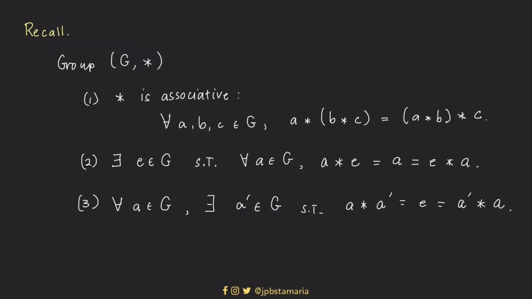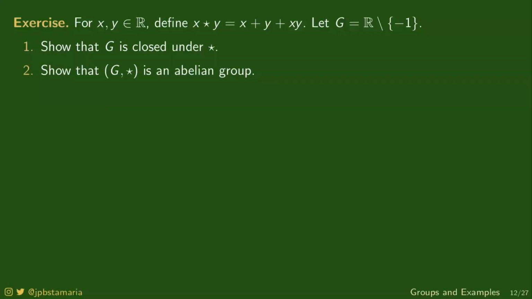So let's continue our discussion and go back to the slide where we were. Last time we stopped with this exercise. In fact, we did number 1, but we haven't finished number 2 yet. Here G is defined to be the set of real numbers excluding -1. So we do not include -1 in the set.